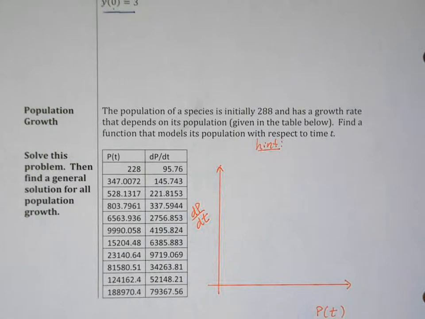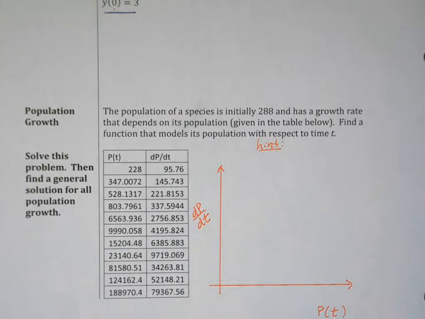On an analytical approach to differential equations. Now in the last video, I left off with this one problem that says the population of a species is initially 288 and has a growth rate that depends on its population, given in this table. What that means is the greater the population, the faster it grows. Find a function that models its population with respect to time t.